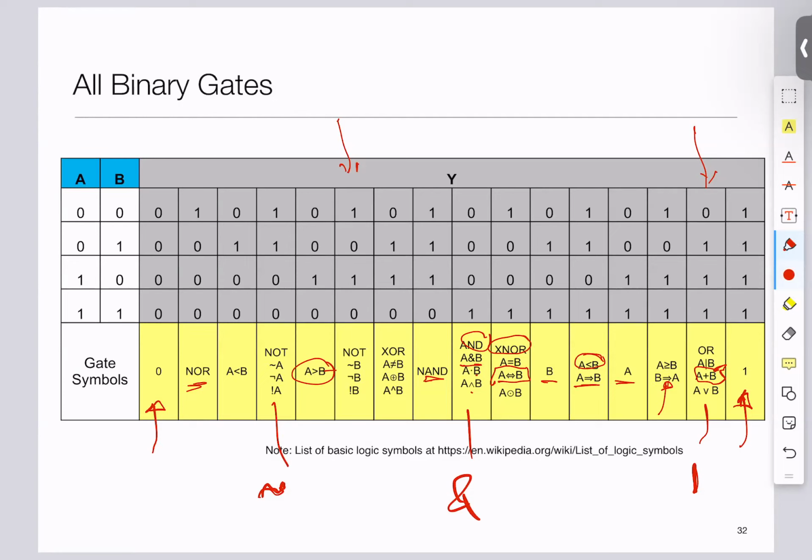Question: which symbol is used for XOR? For XOR, usually I have used the caret, the power sign. Unfortunately, there's no symbol for XNOR.